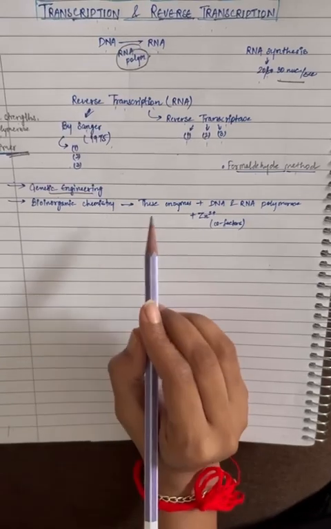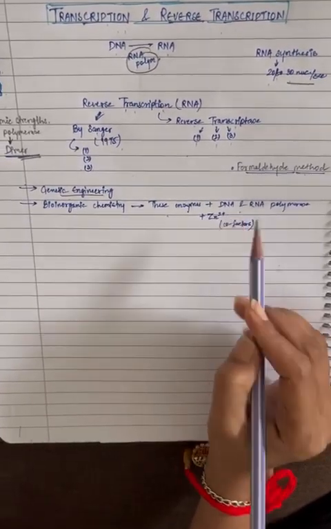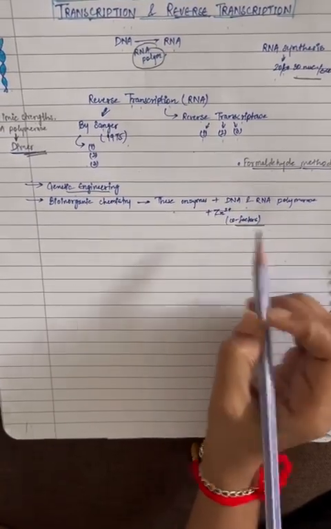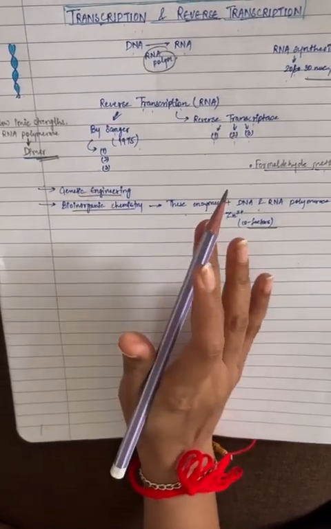unexplored. These enzymes, along with DNA and RNA polymerase, require Zn2+, that is zinc ions, as cofactors, highlighting the role of bioinorganic chemistry in biological processes.